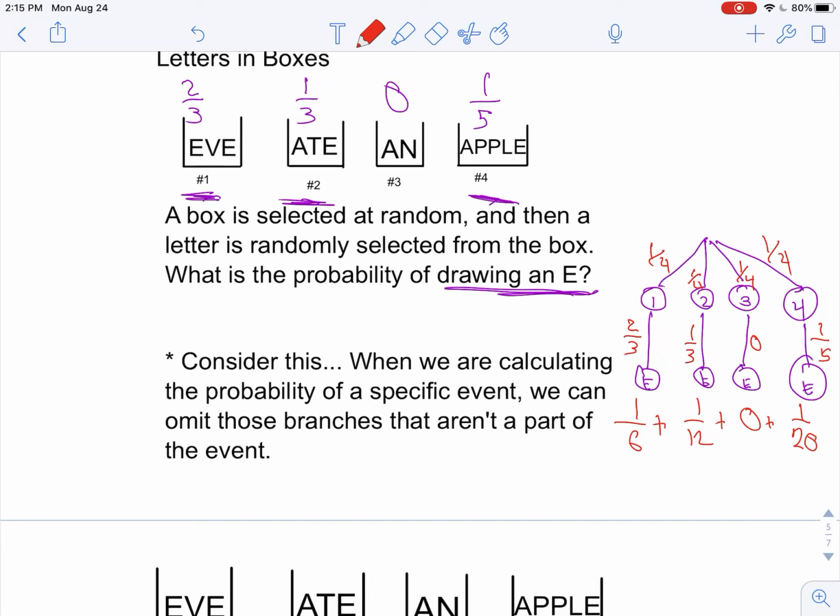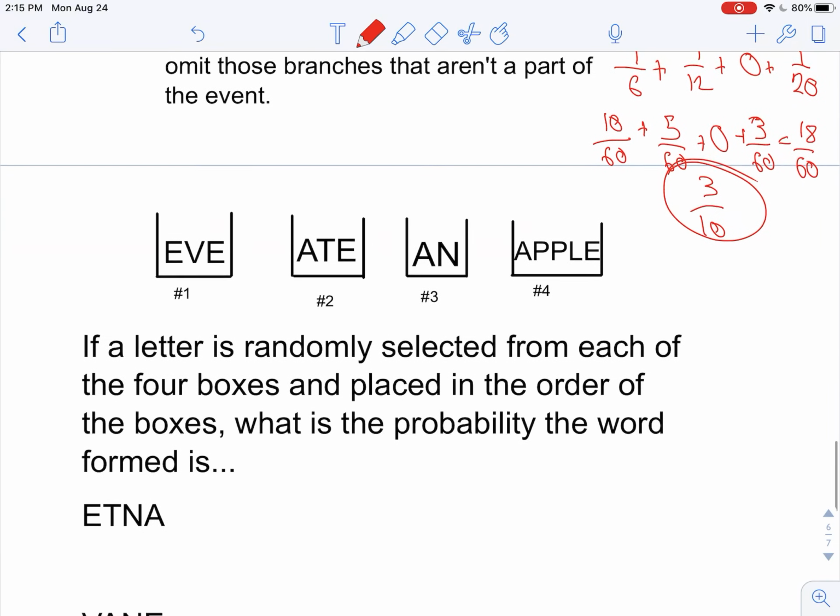So, add these numbers together. Lowest common denominator, sorry, not GCF. 10/60 plus 5/60 plus 0 plus 3/60. It's going to give me 18/60, which of course reduces to 3/10. See?